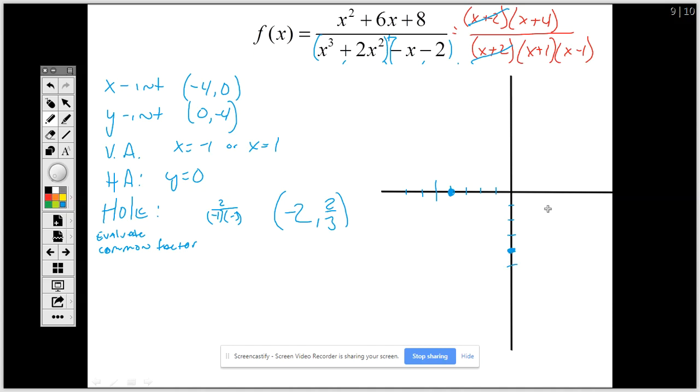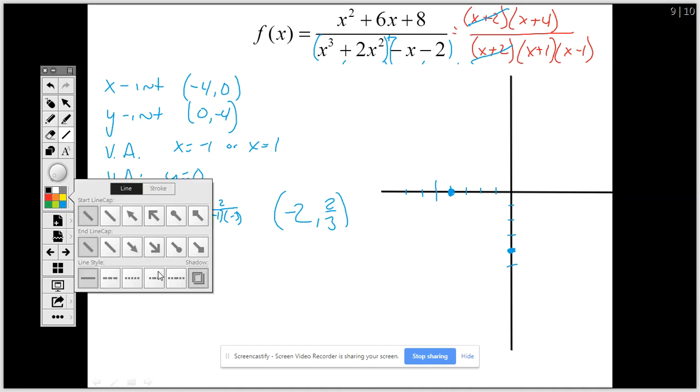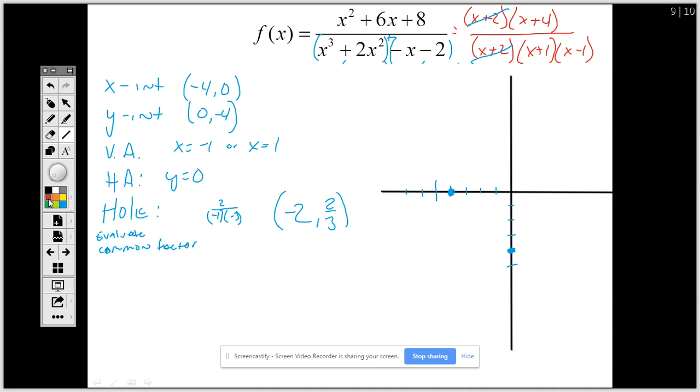I have a vertical asymptote at negative 1. I'm going to, this technology is going to be great. I have a vertical asymptote here at negative 1, and also at 1. Probably about there. Okay, so that's a little bit tight. I probably could have picked a better scale. Let that be a lesson to you.